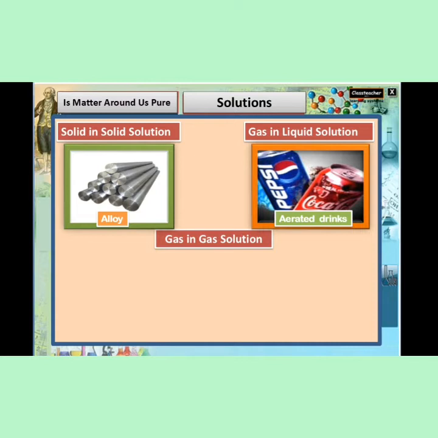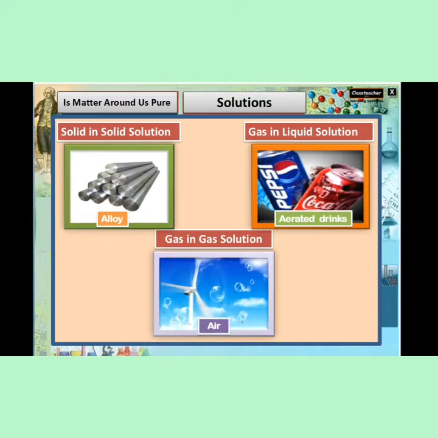Now you see that whenever you open the cork of this Thums Up bottle, you will see that there is a hiss sound coming out from it. That is basically the sound of carbon dioxide coming out with pressure. That's why it makes a sound. It is because the gas is soluble there under pressure. More carbon dioxide is soluble in water, and whenever this pressure is released, the gas comes out from this liquid solution. That's why these hiss sounds come.